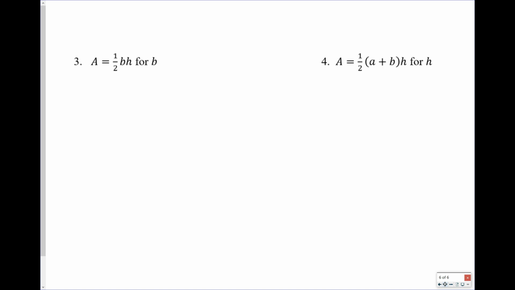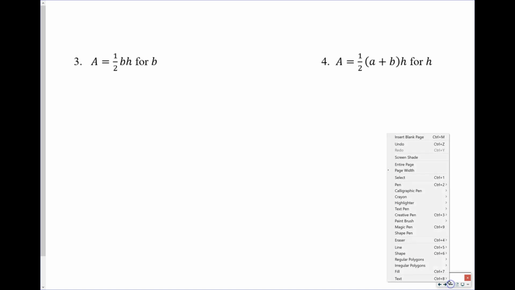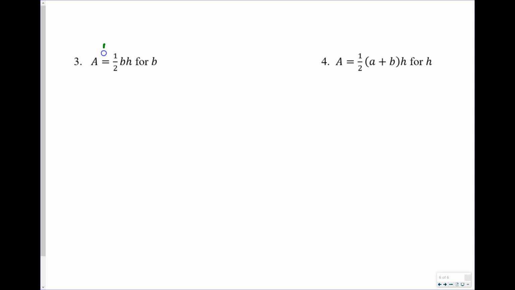The last two, number 3 is area equals 1/2 base times height. That's a triangle formula. So now I want to solve this formula for the base. So like normal, I'm going to put my line down the middle, and I'm going to get rid of that fraction first. So I'm going to multiply both sides by 2. Now because the 1/2, the base, and the height are all attached by multiplication, the 2's just cancel out, and I don't have to worry about the b and the h.